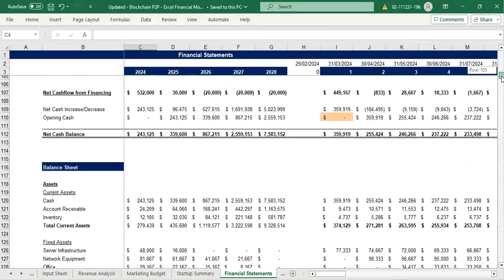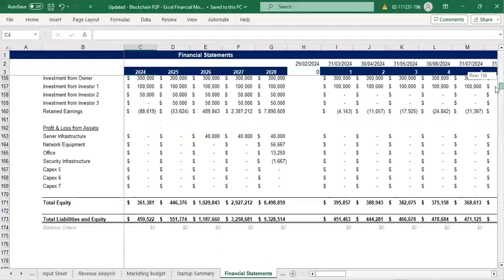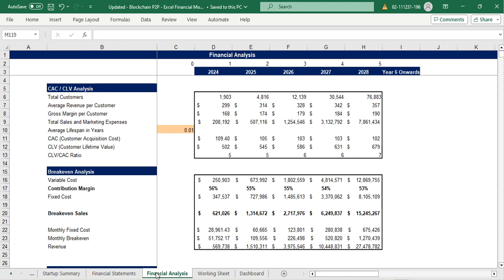After the cash flow we have at the end the net cash balance. After that we have a balance sheet. Balance sheet contains the summary of total assets and total liabilities. Moving on from the financial statements part, we have financial analysis.